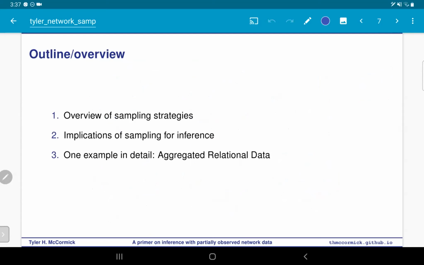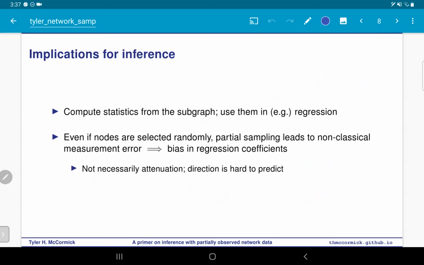Okay, so what are the implications of sampling for inference? Just to talk about our general goals here, I'm thinking about the setting where we want to compute statistics from the subgraph, and then use those statistics in something like a regression model. And again, there are lots of other settings that we might think about. We won't necessarily have time to go through them in this quick overview, but there are other goals we might have. But for the purpose of this lecture, we want to think about computing statistics from the graph and then using those statistics in something like a regression model.